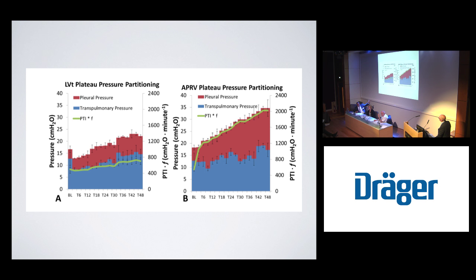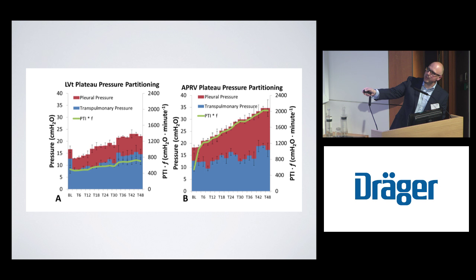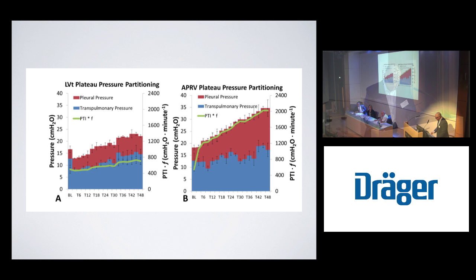Just for clarity, that one is your transpulmonary pressure. Yes, sorry. And then here you've got the total pressure. The majority of the difference is the pleural, so the chest wall. When you look at the compartments, most of the energy is actually going to the chest wall.